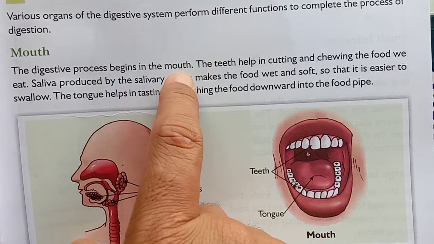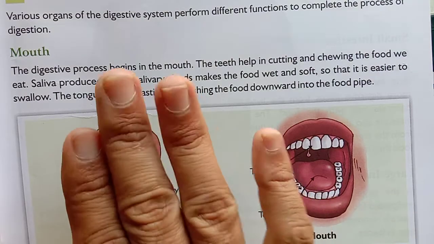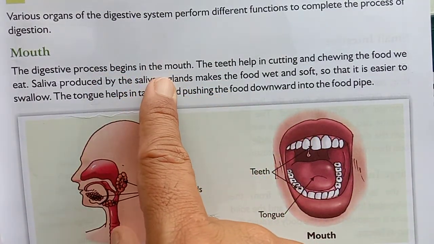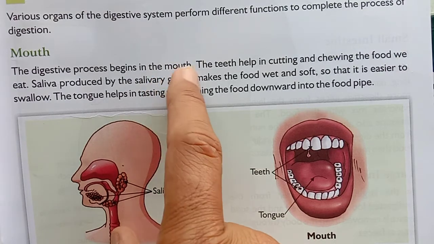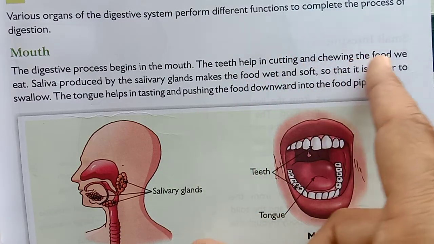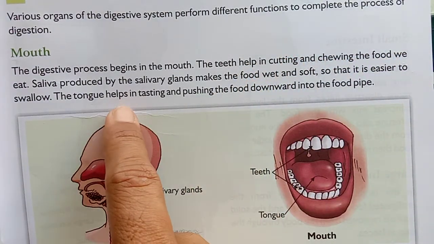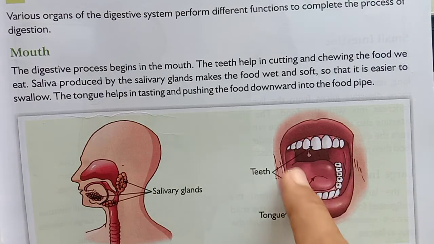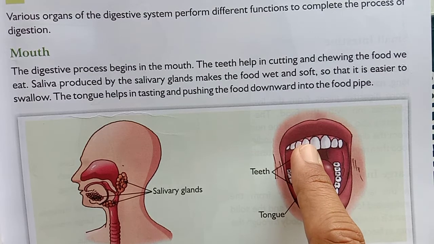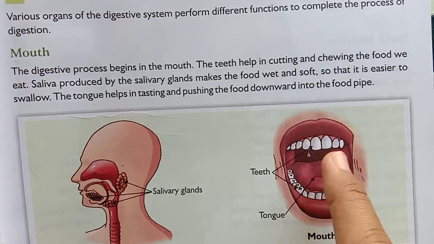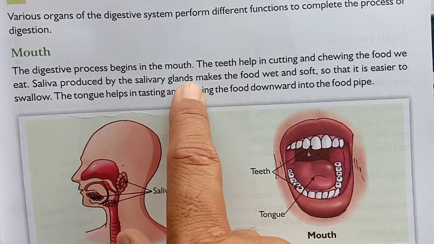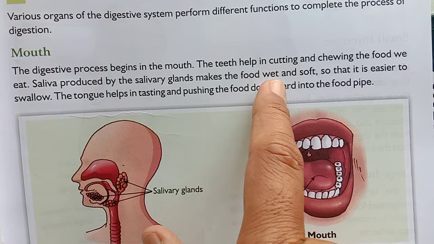From the mouth, we start the digestive system, because whenever you are going to eat something, what will you do? First you have to put it in your mouth, isn't it? After that you will chew. Okay, and the teeth help in cutting and chewing the food we eat. Teeth help in cutting and chewing the food we are eating. Okay, and saliva produced by the salivary glands makes the food wet and soft.